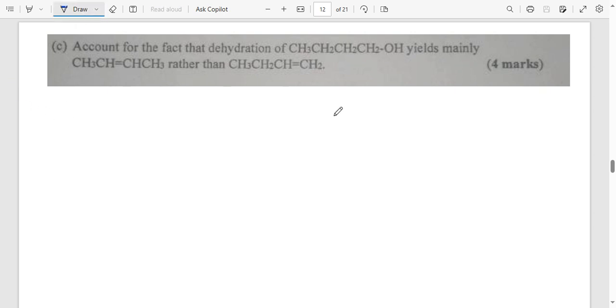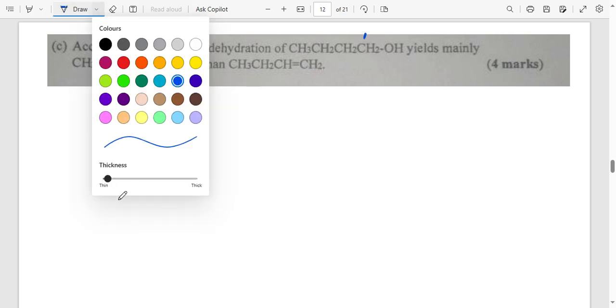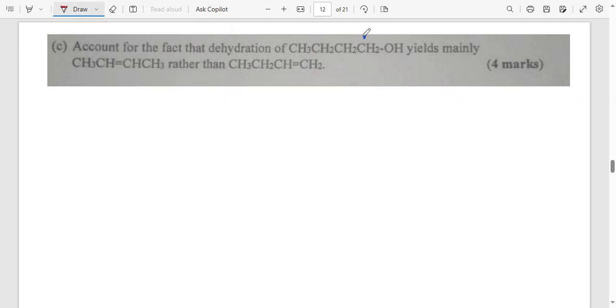So let's write this. How many carbons are here? I'll start from where the hydroxide is. One. Let me change the color here. This is one carbon, two, three, four. So I've got four carbons. One, two, three, four. At the end, I've got OH.